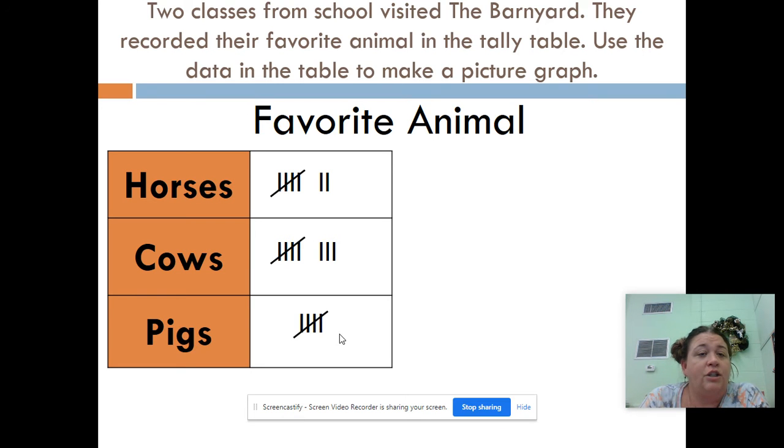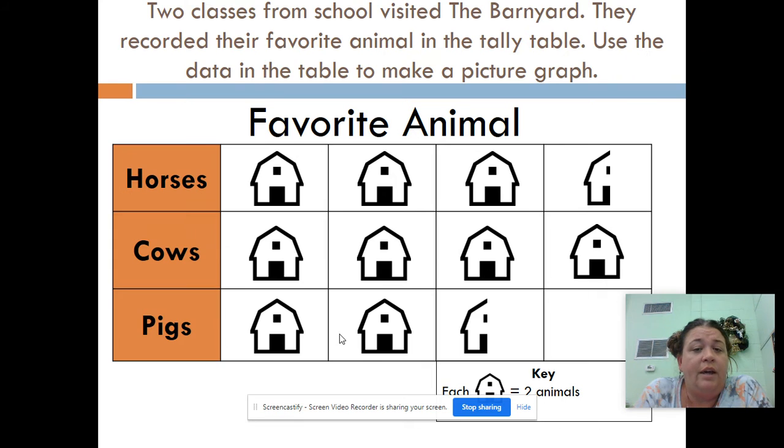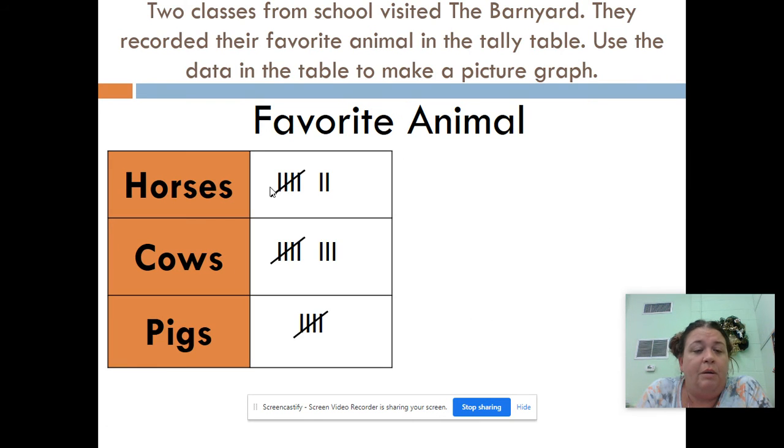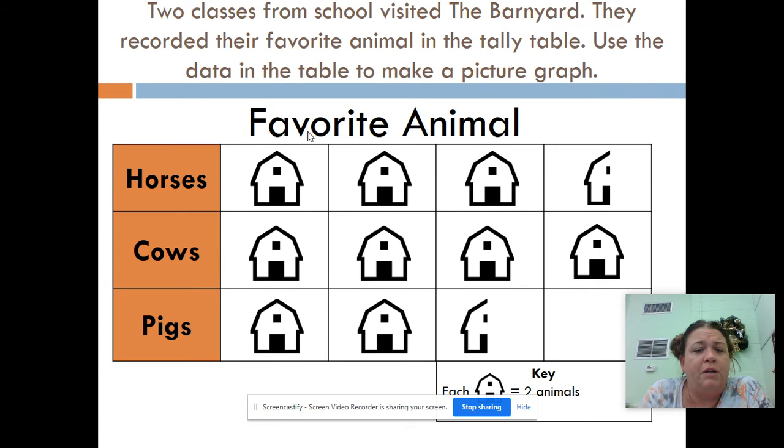Now, 2 classes from the school visited the barnyard. They recorded their favorite animal in a tally table, and we used the data in the table to make a pictograph. So here we go. We made our pictograph. 4 horses. How many horses did I start with? You remember? 7. So I got to make sure this pictograph shows 7 horses.